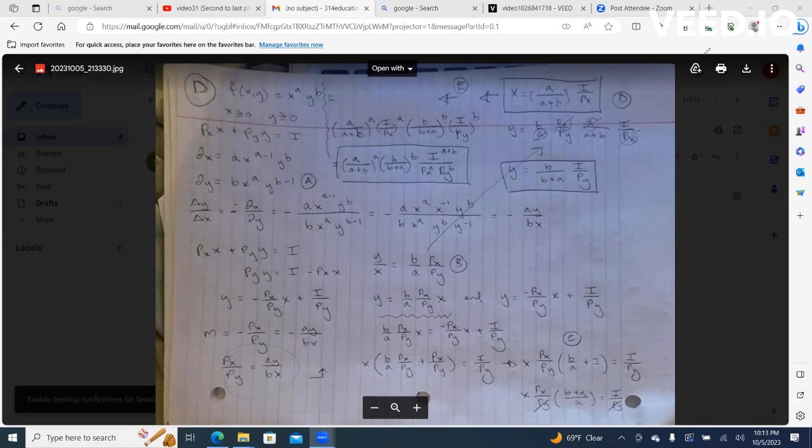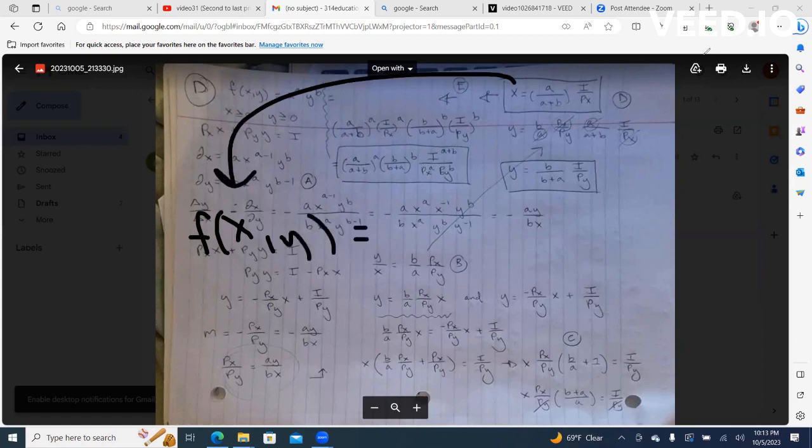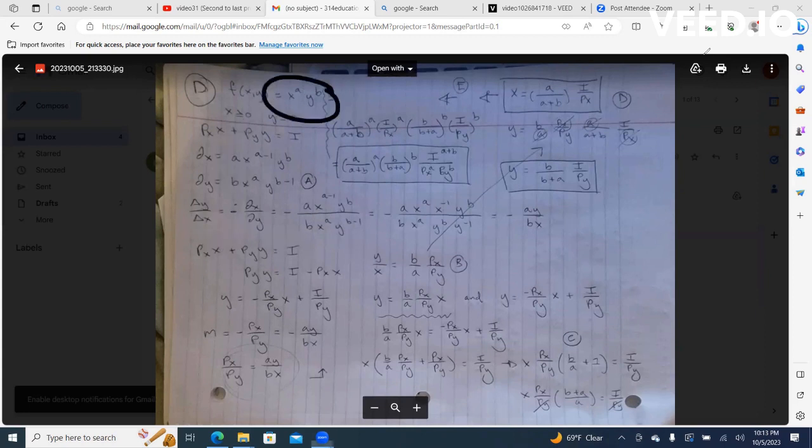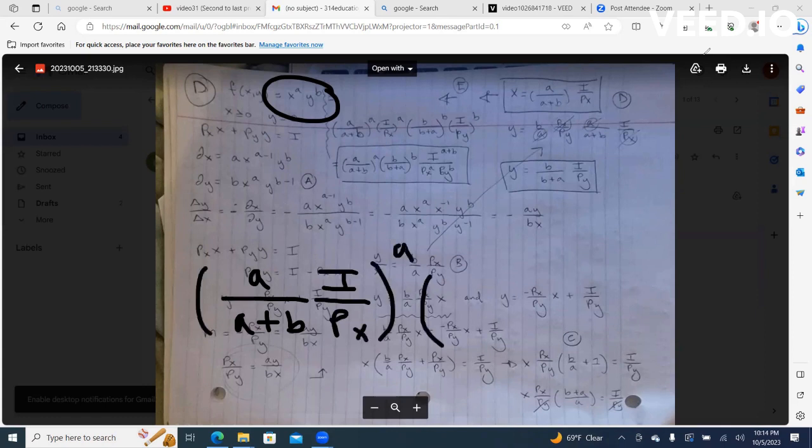This video, I think, has been going on about 8.5, 9 minutes. So if we want, we could plug them in. I'm not going to write it. It's f of x, y, x goes in there, y goes in there, equals, but it's going to equal that x to the a, y to the b. So that's a over a plus b, I over px, that's x to the a, y is b over b plus a.